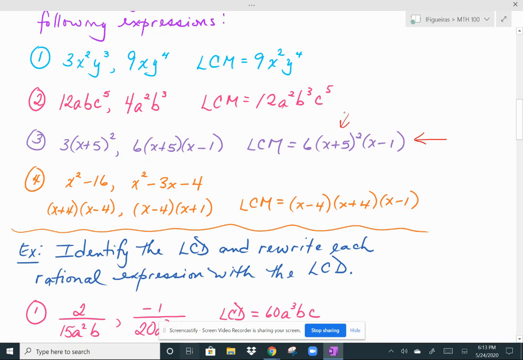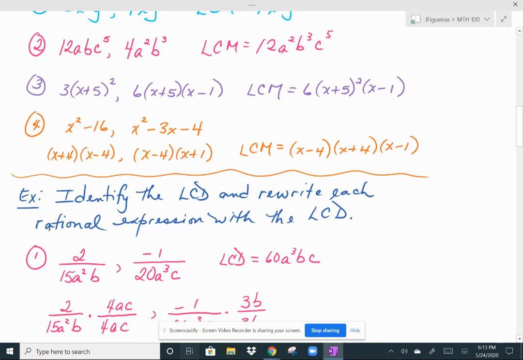All right, last example is here in orange. I have x squared minus 16 and x squared minus 3x minus 4. Before I can identify what factors they have or do not have in common, I have to actually factor these. So x squared minus 16 factors to (x plus 4) and (x minus 4), and x squared minus 3x minus 4, well, that's (x minus 4) and (x plus 1).